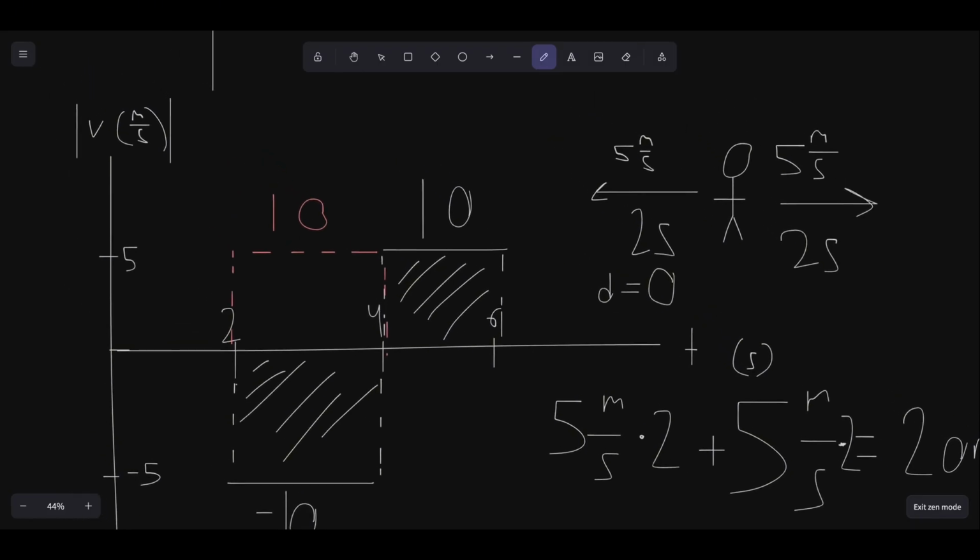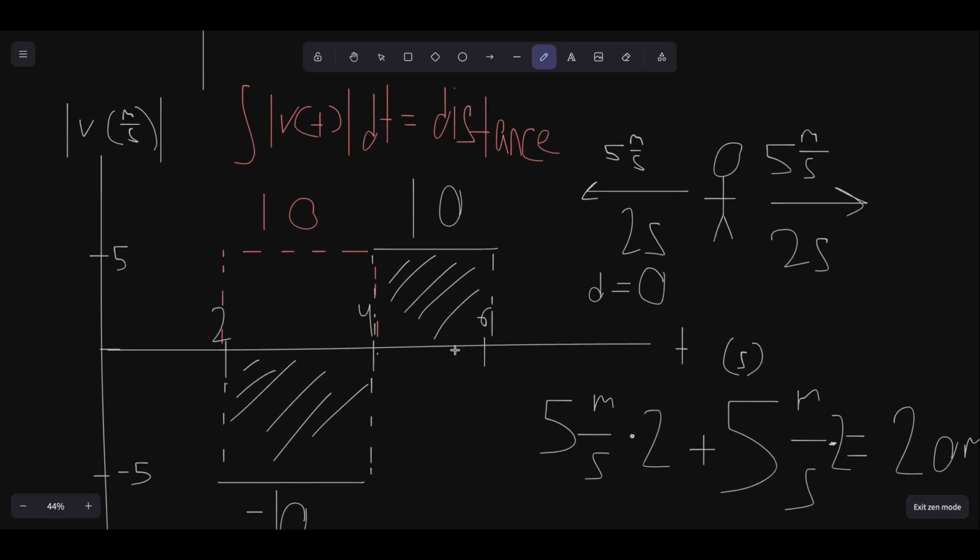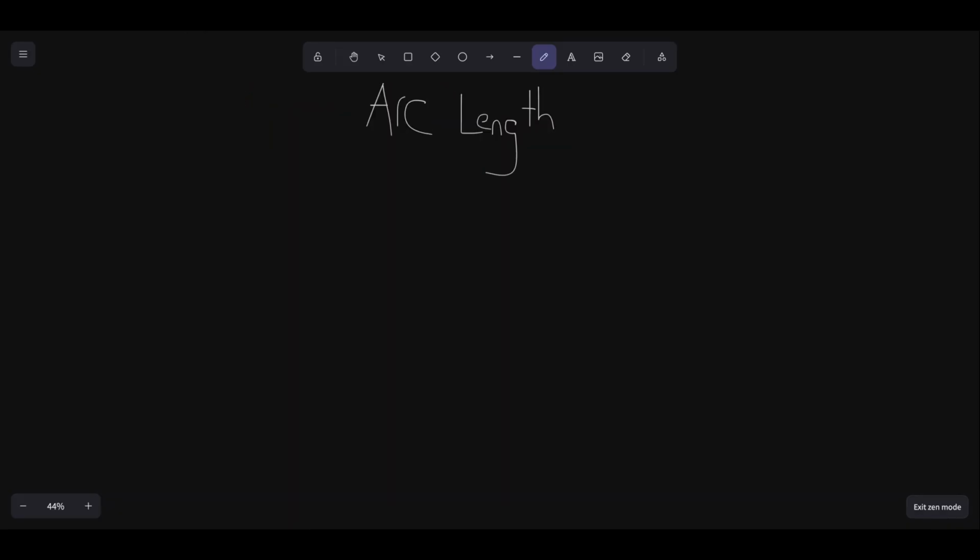And so we can say that if you integrate the absolute value of the velocity function with respect to time, that gives you the distance, the total distance that you traveled. Because distance does not care about direction, right? It only cares about the total length that you traveled. So direction doesn't matter, and you're able to throw that absolute value sign in so that moving backwards counts the same as moving forwards.